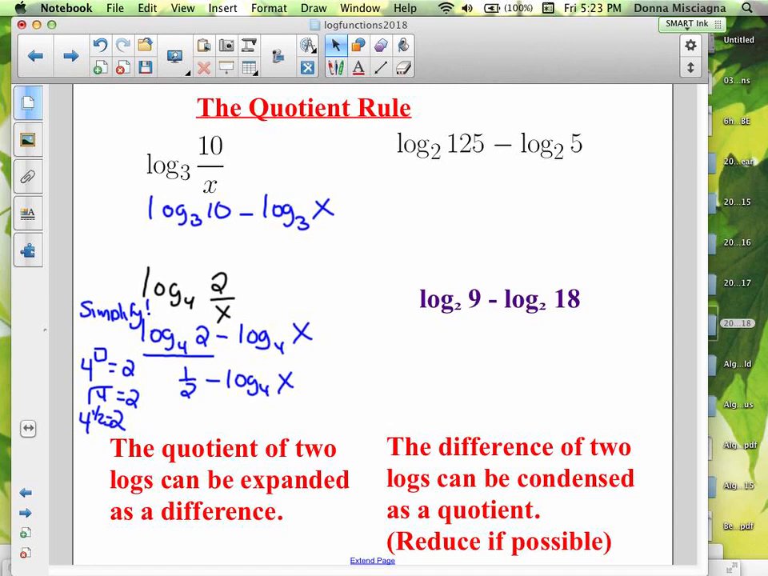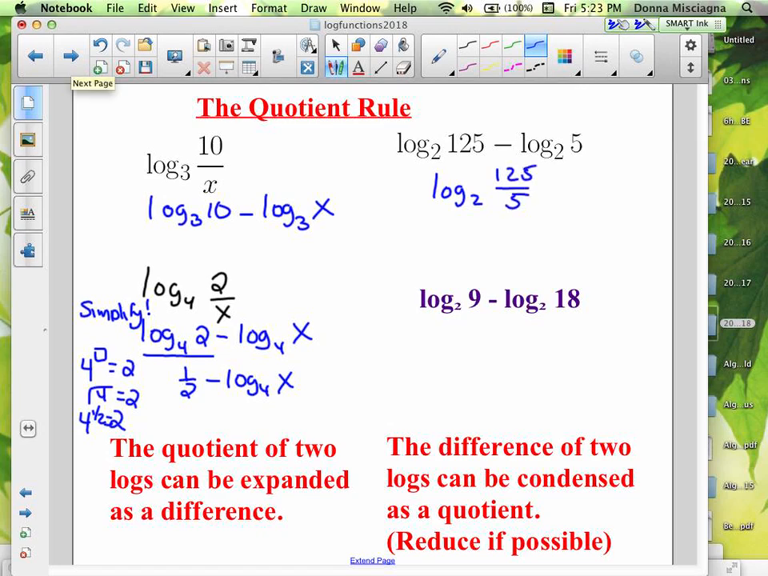All right, so now let's take a look at condensing, because sometimes we want to go the other way. We don't want two logs, we want one log. And you'll see that when we condense these, we're going to have some simpler logs. So log base 2 of 125 minus log base 2 of 5 can be rewritten as log base 2 of 125 divided by 5. Well, I can reduce 125 and 5, right? 5 goes into 125, that's just 25. So now I've got log base 2 of 25. So now I took something more complicated and made it a little bit simpler.